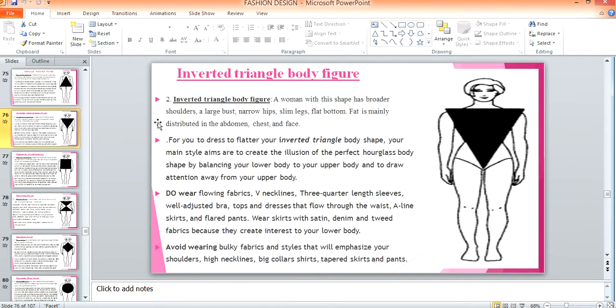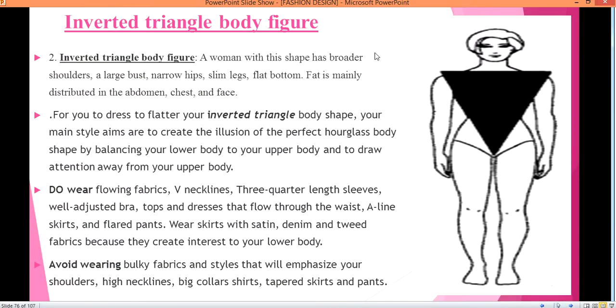The next one is the inverted triangle. That is the exact opposite of the triangle. This figure has a broader chest area, as we can see here, and a narrower hip. This means whatever kind of dressing the pear figure is supposed to do is a reverse for this inverted triangle body type.